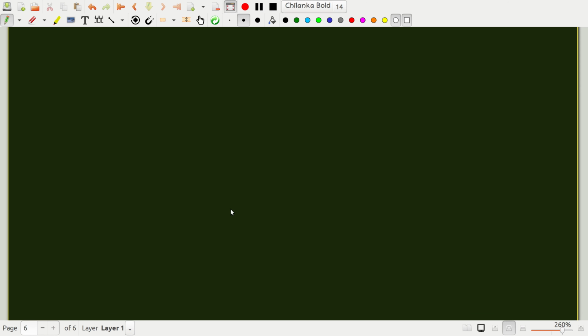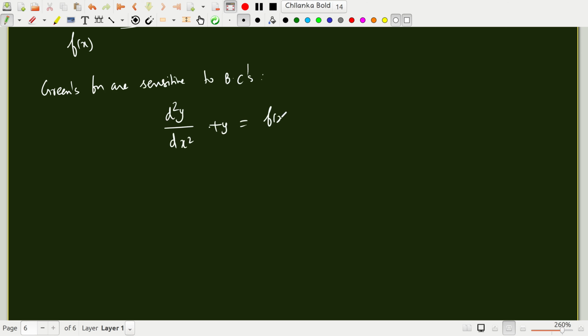Now, one important detail that I would like to tell is that Green's functions are sensitive to boundary conditions. Even though the operator is the same, it depends on the boundary condition. So d squared y by dx squared plus y, the same operator. Let's say now both the conditions are at x equal to 0: y of 0 is 0, dy by dx is also 0. Now in the same way we will proceed.